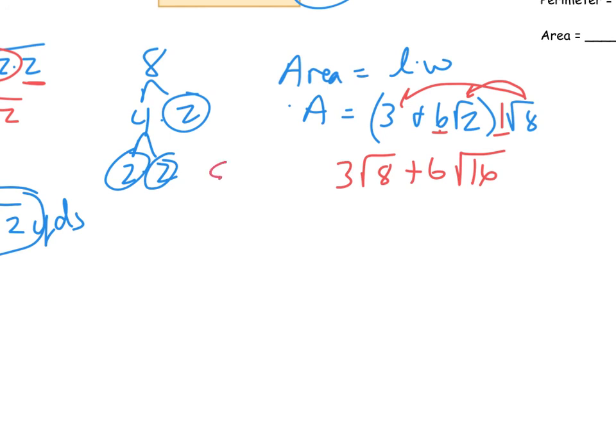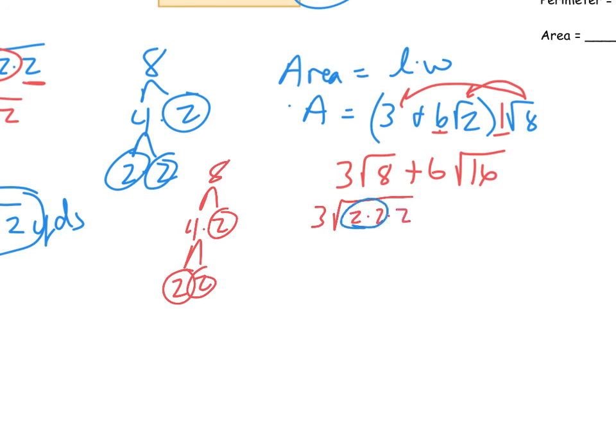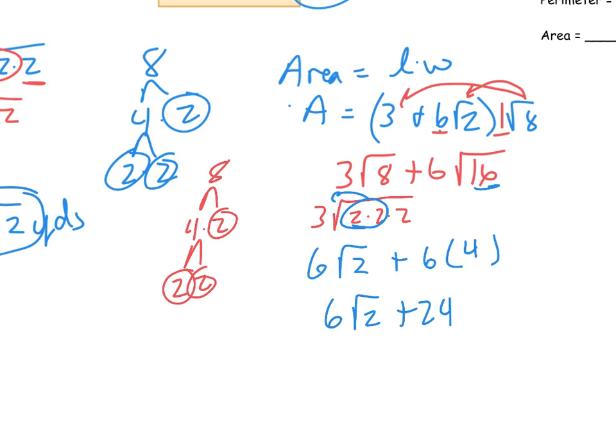I would see this 8, and we broke down 8 already. That's 4 times 2, and 4 is 2 times 2. So this is actually 3 times 2 times 2 times 2. And you can take out a pair. There's 3 out there already. 3 times the root of 2 would give me 6 square roots of 2 plus 6 times, well, I tell you what, the square root of 16 is 4, right? So that's 24. So my answer is actually 6 square roots of 2 plus 24. And this is area. You don't have to label it, but it's yards squared.